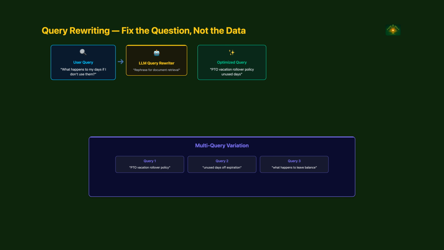Take it further. Generate 3 different query variations. Each approaches the question from a different angle, uses different keywords. Search with all 3, merge results. You catch documents that any single query would miss.